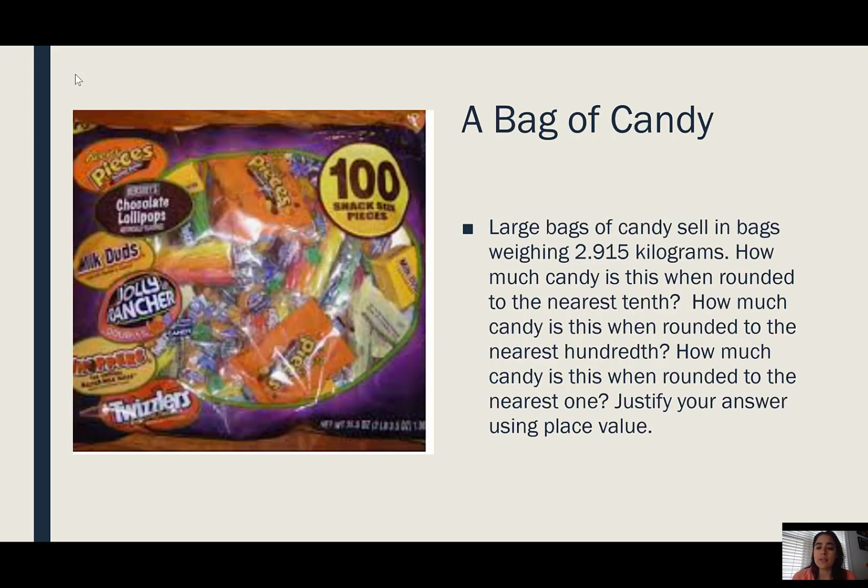So again, here is Bucky's challenge. We have a large bag of candy. You need to take this number, 2 and 915 thousandths kilograms, and round it to the nearest tenth, round it to the nearest hundredth, and round it to the nearest one whole. Make sure you're justifying your answer. Now would be a great time to pause the video and take 5 to 10 minutes to try and figure this out. Please make sure you use any strategy that you know, but make sure you're justifying your answer using place value.